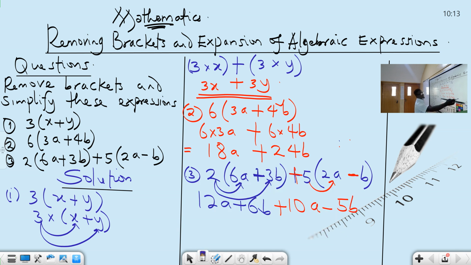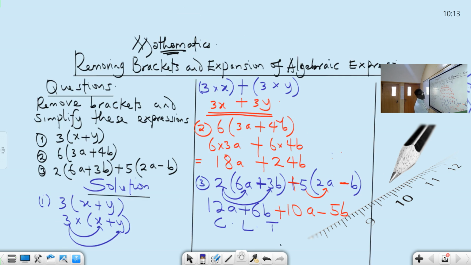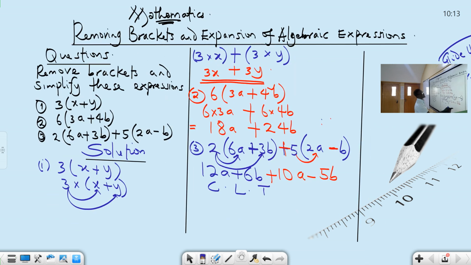After this, we collect our like terms, CLT, which means bring the members of the same families together, the ones with the same variable, the same unknown. We bring together the a's, and we also separate the b's. So at the end, let me bring it down, we'll have 12a plus 10a because they are members of the same family, then plus 6b and minus 5b.